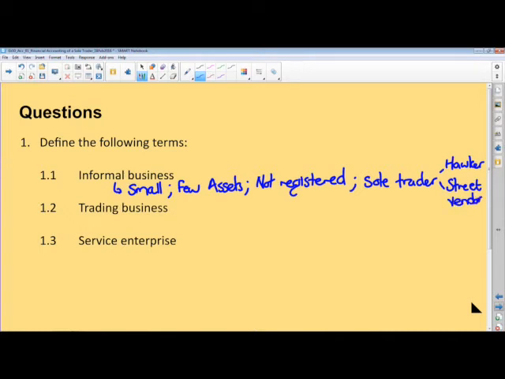Let's look at the next one. Your trading business. Now that's quite easy. That is a business that buys goods and then sells them. But very important, they sell it at a higher price. Now, an example can be a supermarket.